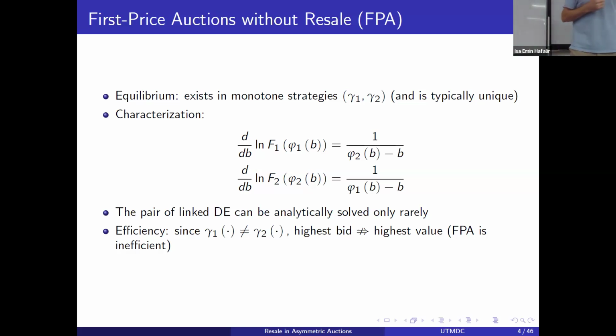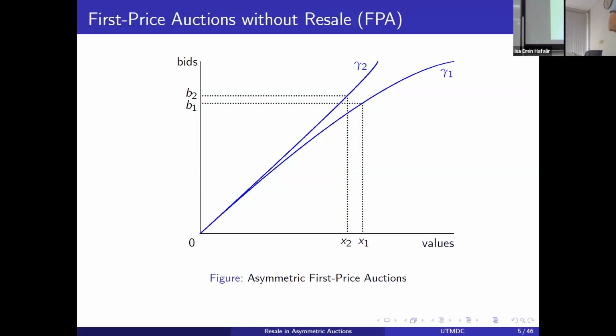But what we know is that this phi 1 and phi 2 will be different from each other. Actually, this was coming from Maskin and Riley's paper, that the weak bidder is going to be bidding more for the same value than the strong bidder. All right. So we will have this kind of a picture. Here I named the bid functions gamma rather than beta. So let's say that this is an equilibrium where gamma 1 is the bid function for bidder 1 and gamma 2 is the bid function for bidder 2.